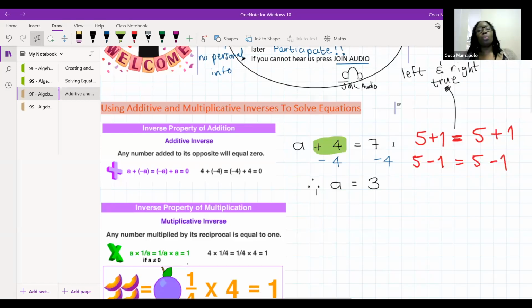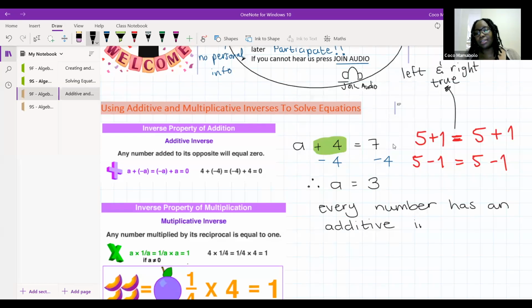Okay, so we're going to note here, guys, that every single number has an additive inverse. I want you guys to write that down. Every number has an additive inverse. Okay, and let's talk about what that means.